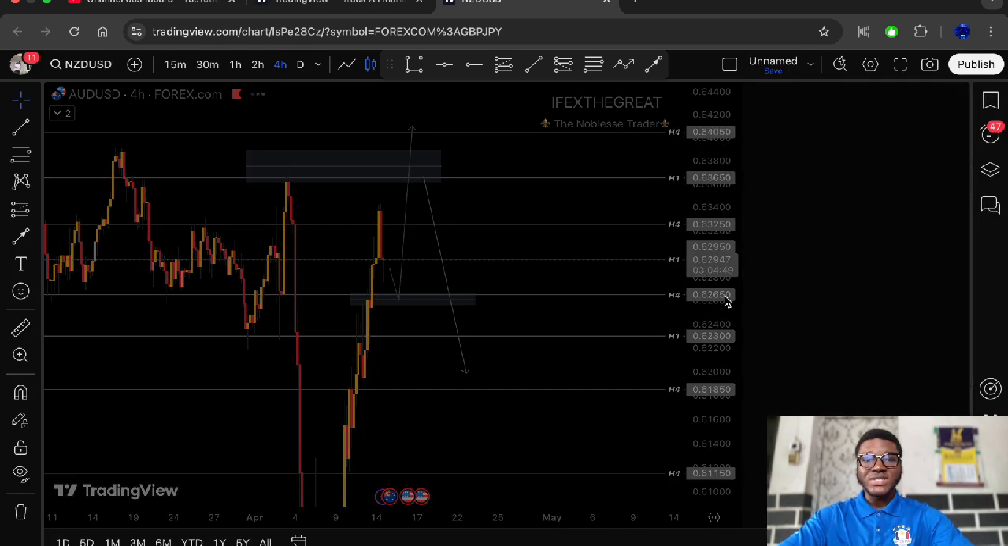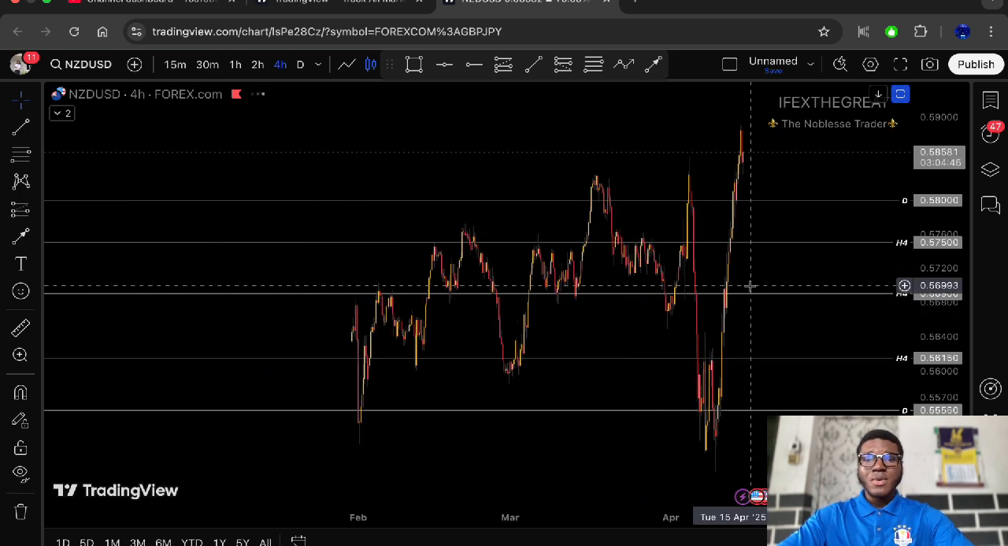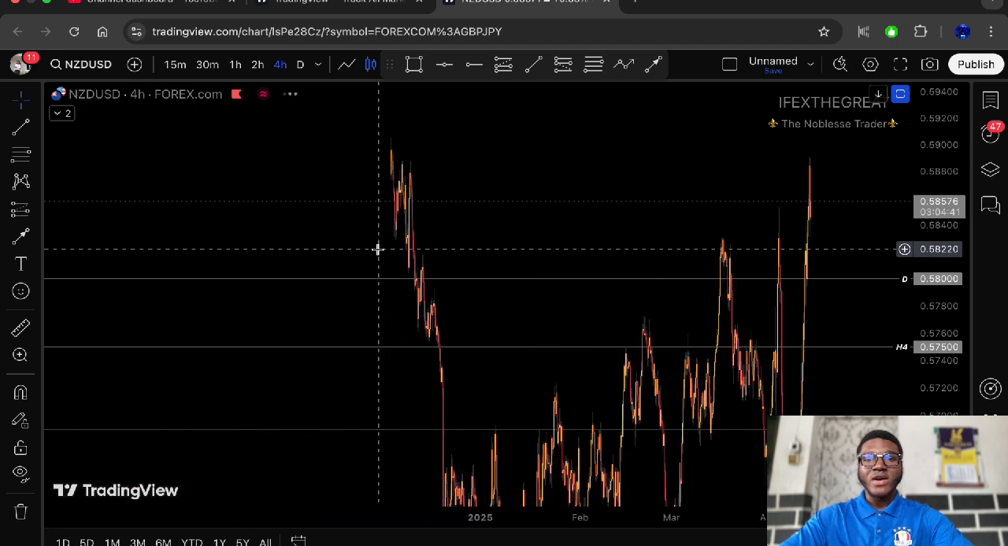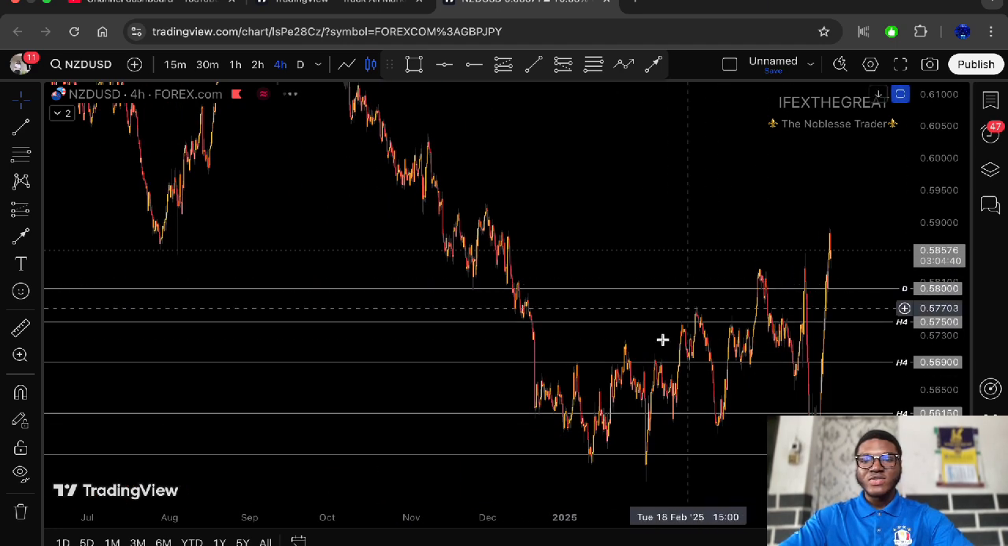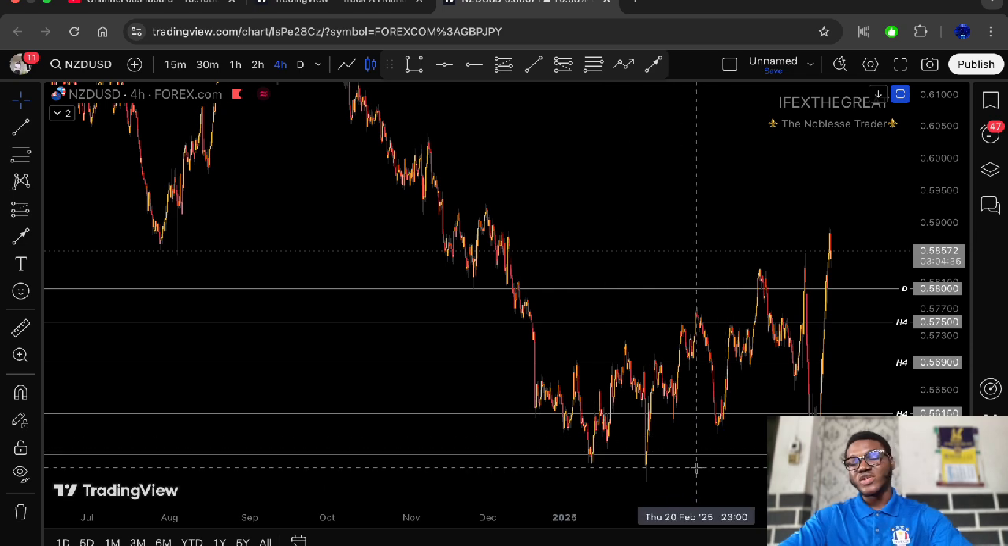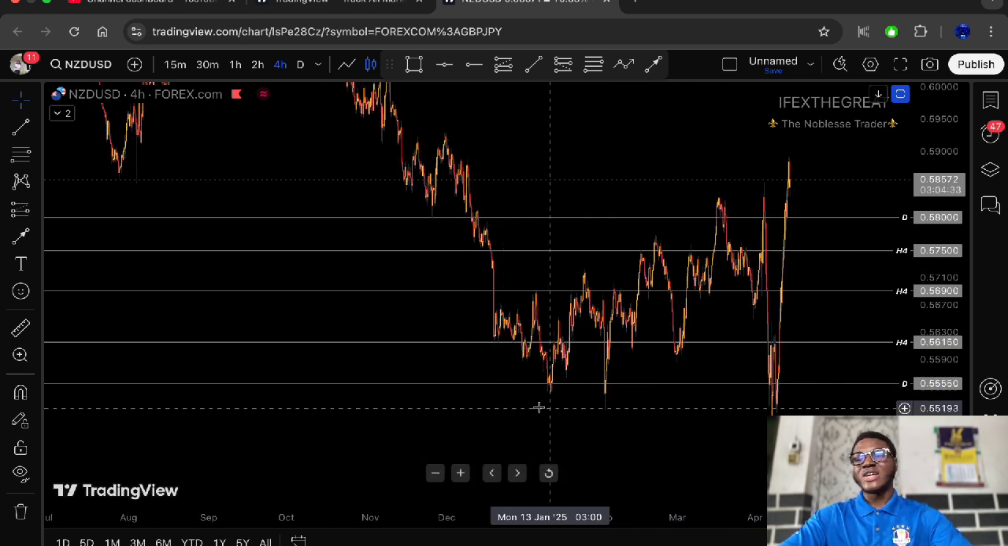On NZD USD, almost the same thing. We also have price breaking an overall structural high. You can see this high was responsible for the continuation of the trend to the downside, for a change of character, a market shift to the downside.